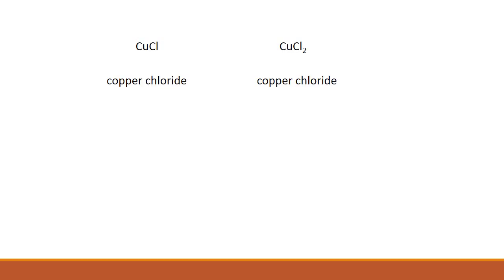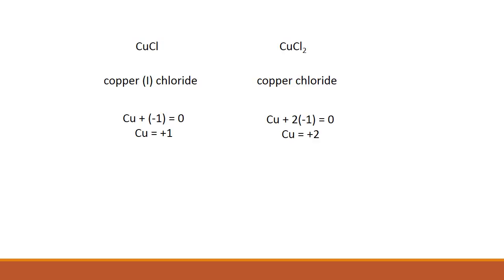So the modern way to fix this problem is to include the charge of the metal as a Roman numeral. So looking back at the first compound on the left, chlorine is a constant charge element. It usually has a negative 1 charge, so copper must be plus 1 in this case, so we'd call it copper(I) chloride. And the compound on the right, copper has a plus 2 charge, so we call it copper(II) chloride.